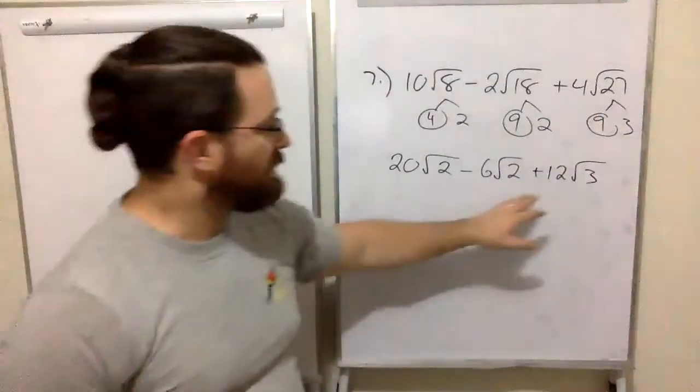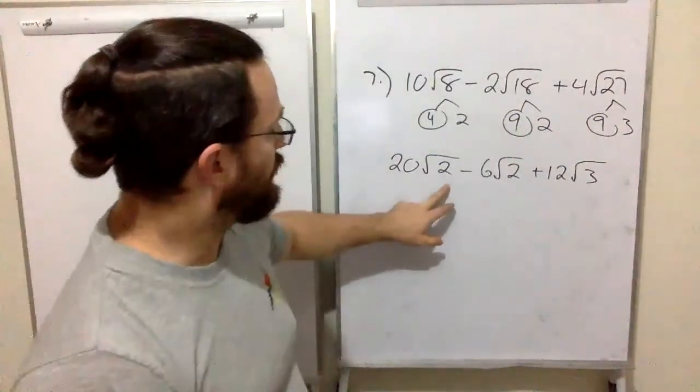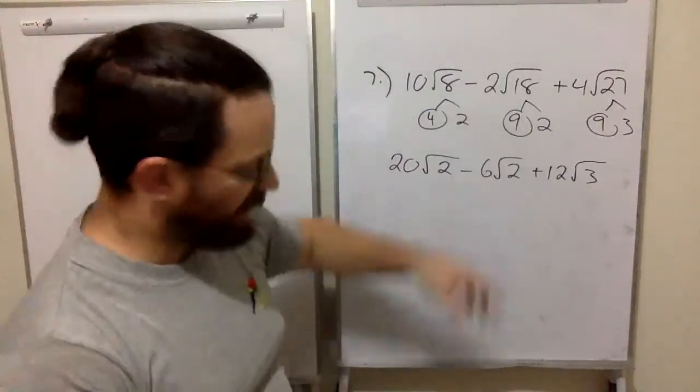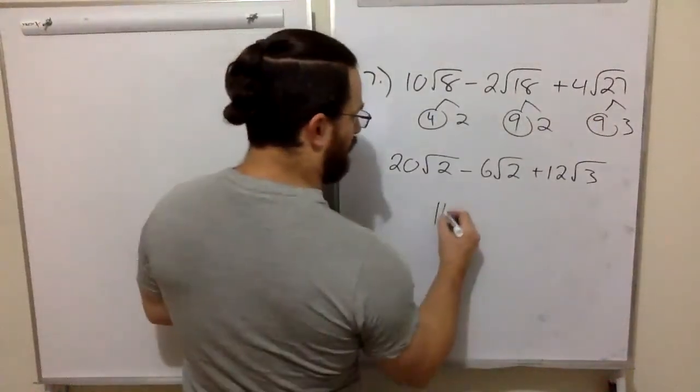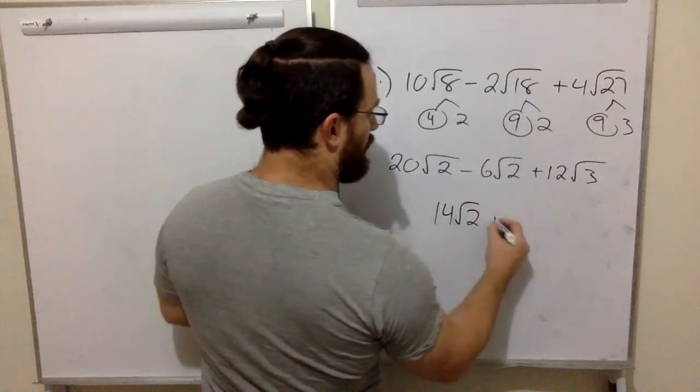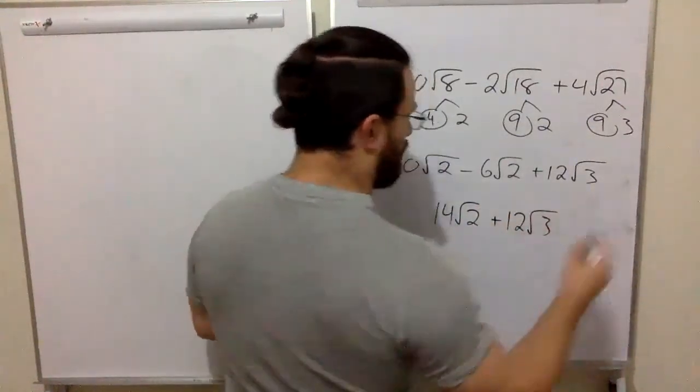So the only ones that can be combined are these two in the front here. So I can do 20 minus 6 to get 14. So I'm going to get 14 radical 2 plus 12 radical 3.